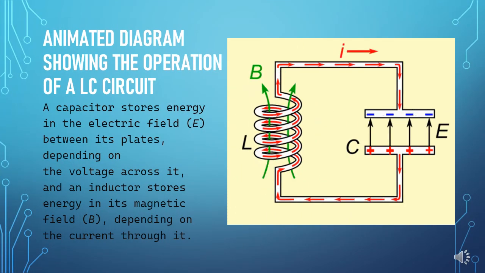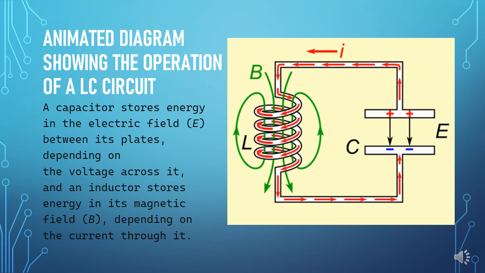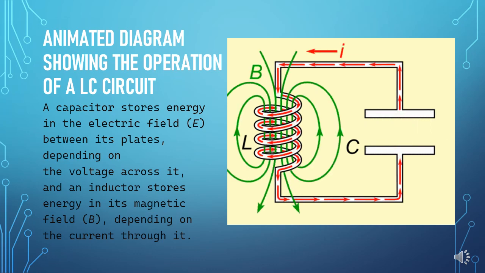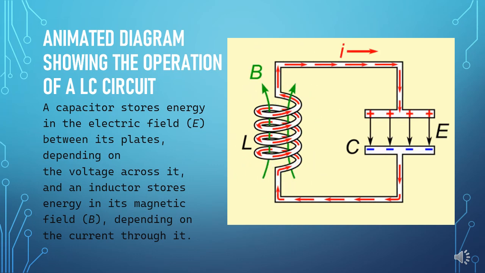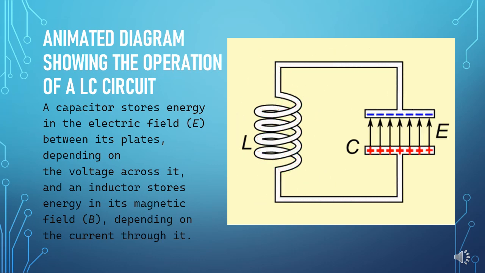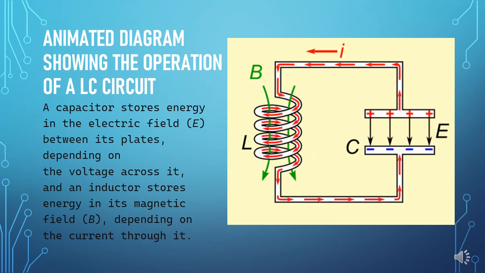Let me show you the animated diagram demonstrating what's happening in the LC circuit. A capacitor stores the energy in the electric field E between its plates depending on the voltage across it, and an inductor stores the energy in its magnetic field depending on the current through it. If an inductor is connected across a charged capacitor, the voltage across the capacitor will drive a current through the inductor, building up a magnetic field around it.